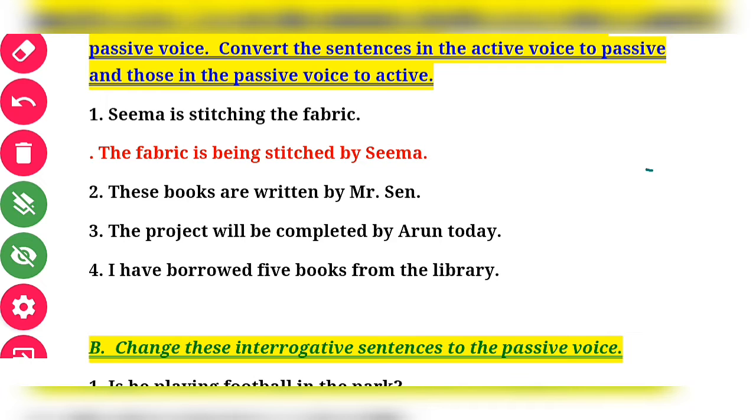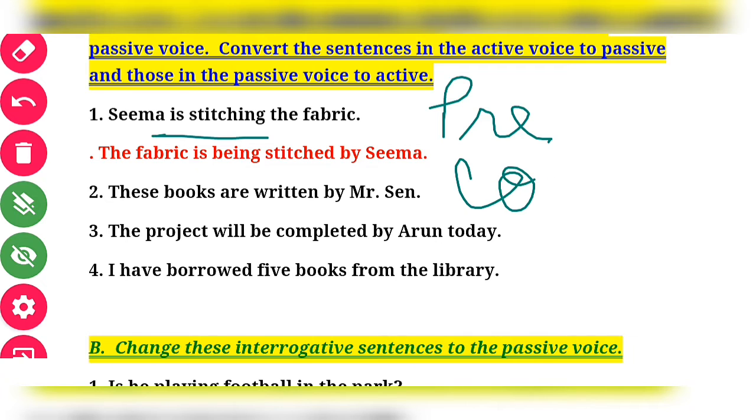Okay, so you know that the agent is to be used here in passive voice, and the subject becomes the object and the object becomes the subject while changing active to passive voice. So the fabric is used. You can see the sentence has "is stitching." It is stitching that is used in present continuous. Present continuous uses the plus ing form.